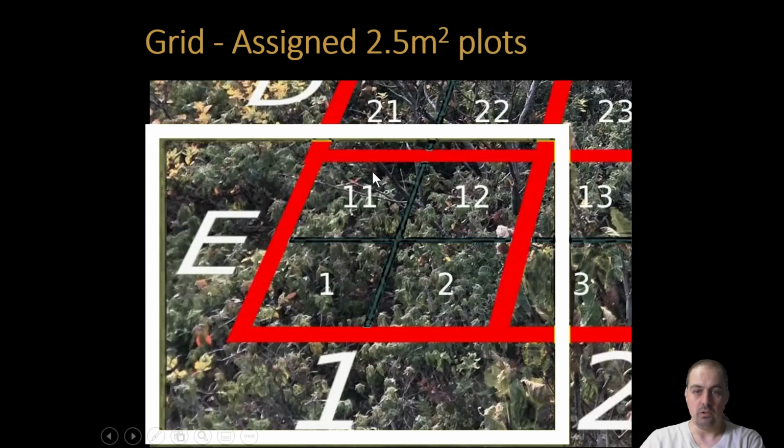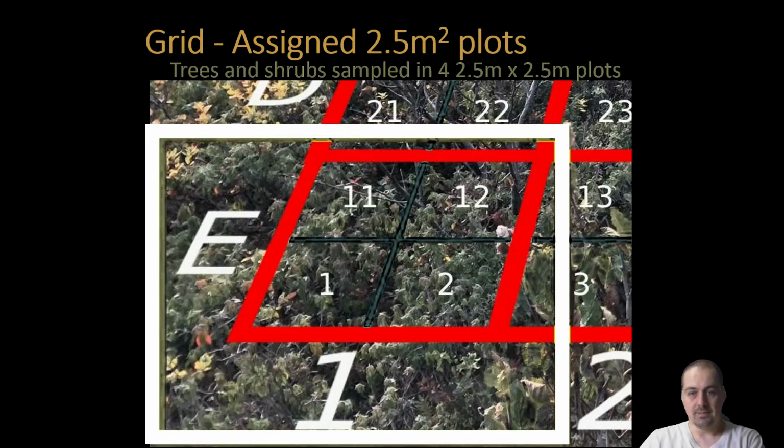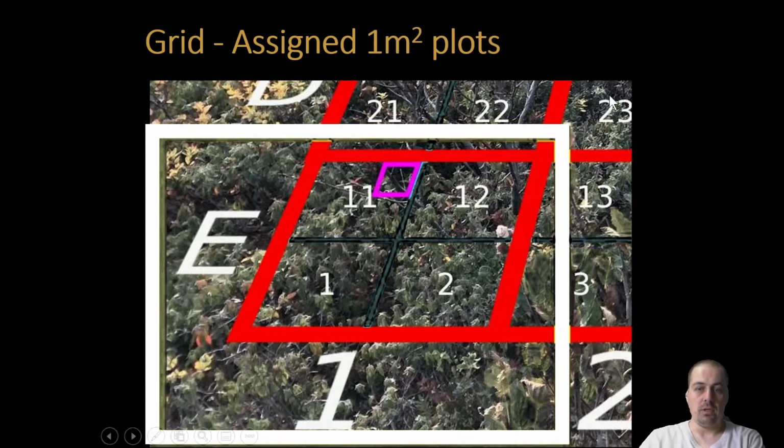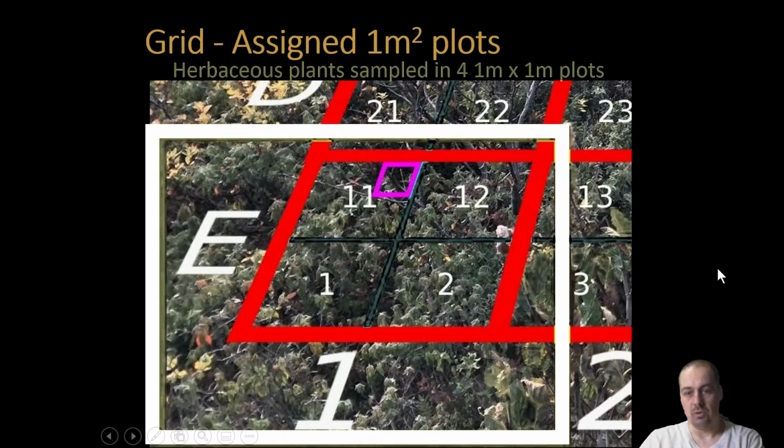So they would go to this quadrant right here, they would do their tree and shrub sampling, and then they would pick an area within that was 1 meter by 1 meter, and they would do their herbaceous plant sampling in that. And then they would do 3 more of both of these to have a total of 4, and that would be where you get your sample data from.